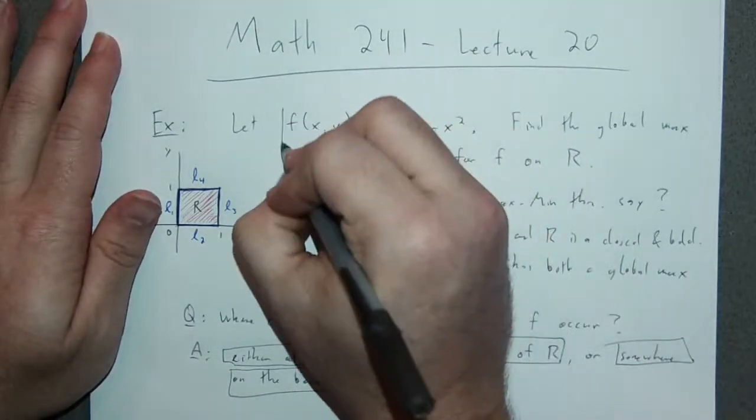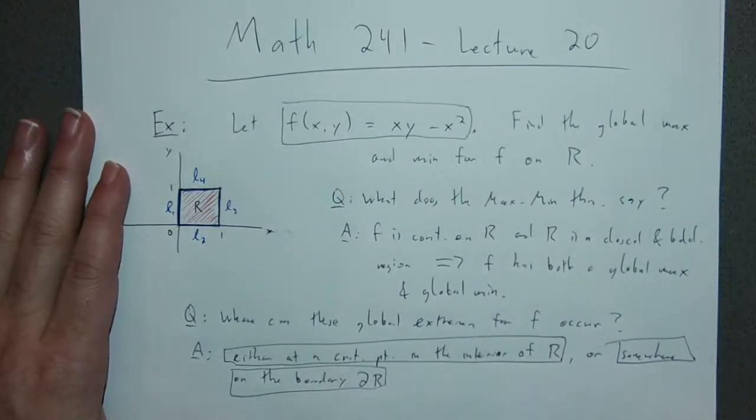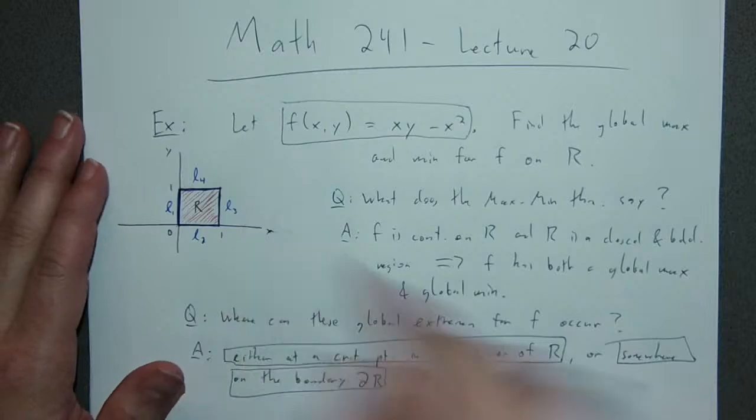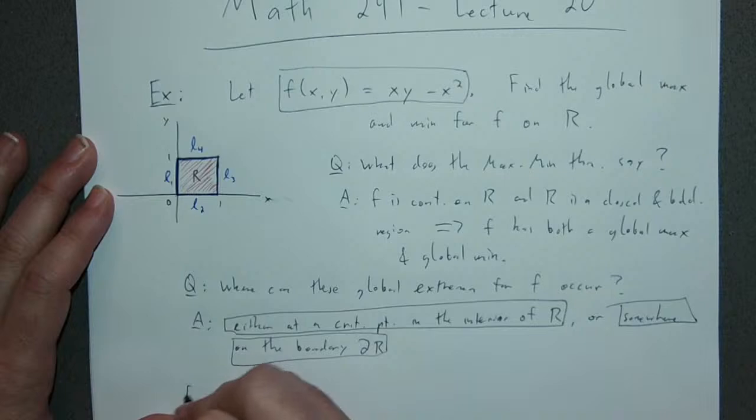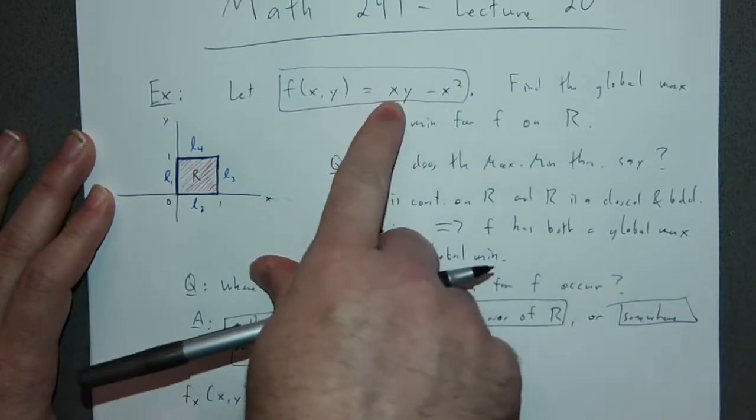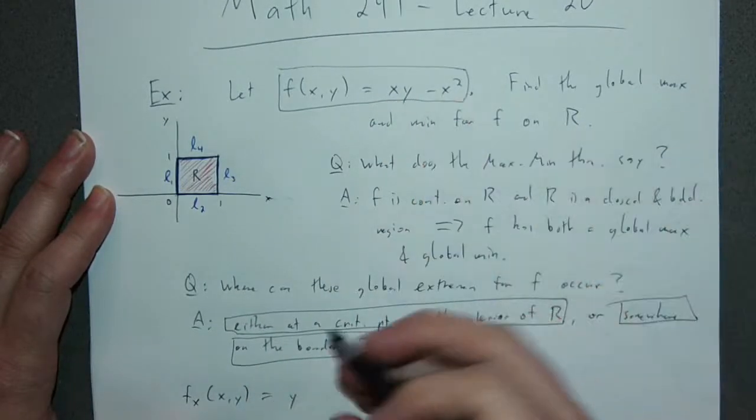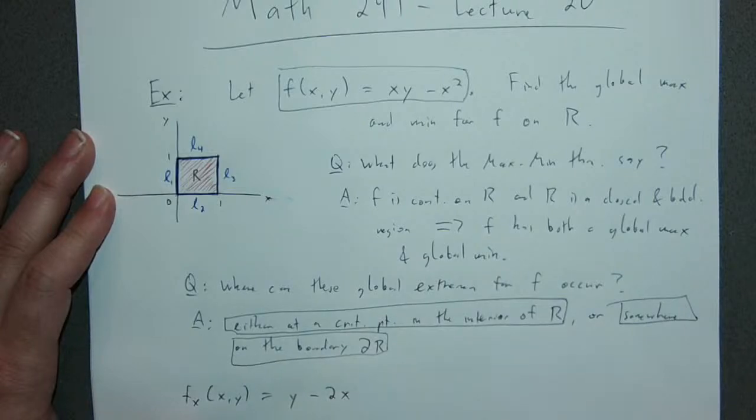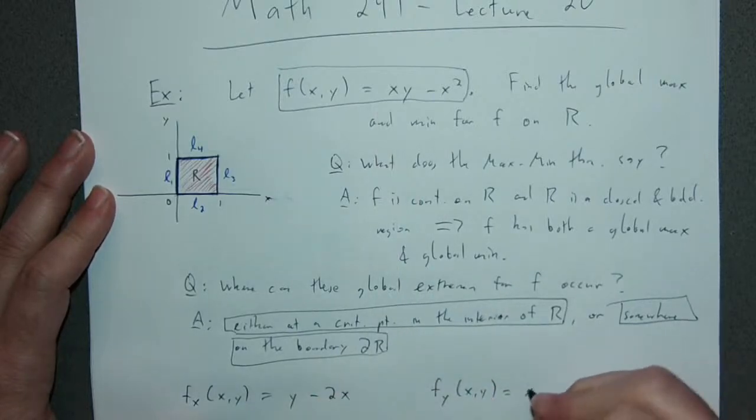So here's my function f(x,y) = xy - x squared. The first thing I'm going to do is check critical points in the interior. So first thing is to find critical points for f. And to do that, of course, I take x and y partials. What's the x partial for f? The x partial of xy is y, and the x partial of minus x squared is minus 2x. Okay. And the y partial of f is, the y partial of the first term is x, the y partial of the second term is 0. So that's it.